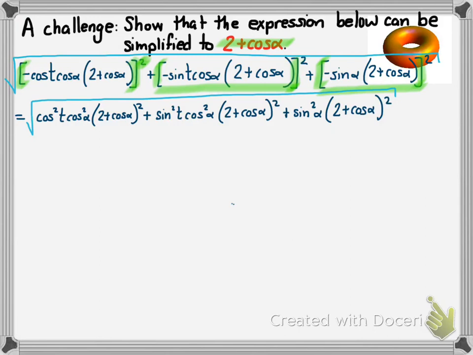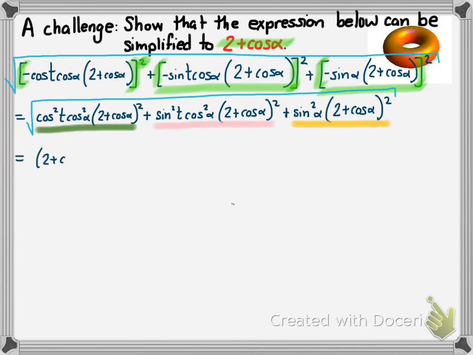Remember, we want this whole thing to look like 2 plus cosine alpha. As I look here, my first term is everything up to the plus sign, my second term is everything in the middle up to the next plus sign, and my third term is everything after the last plus sign. What I notice is that every single one of those terms has a common factor of 2 plus cosine alpha squared. So I'm going to factor that out and pull that term to the front.